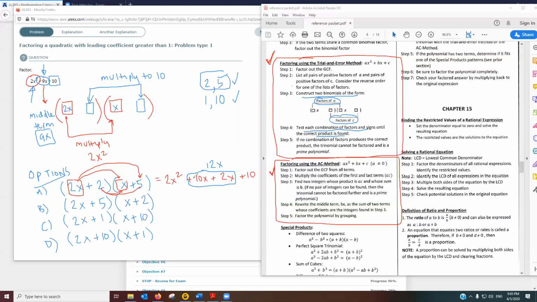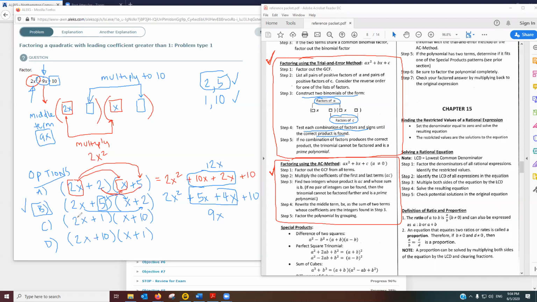Now I can take a little bit of a shortcut because all I really care about is the middle term. So I'm just going to think about 5 times x here. That's going to be 5x. And then 2x times 2 is 4x. Of course, I would still have 2x squared in front and 10 in the back. Well, now notice this middle term is 9x. So that tells me that choice B is the correct choice.